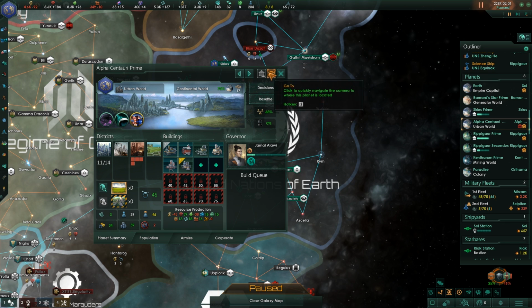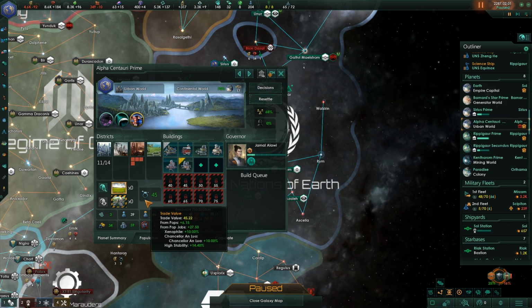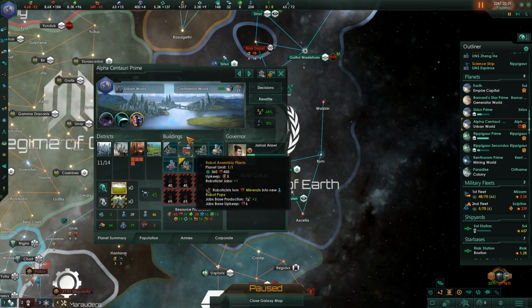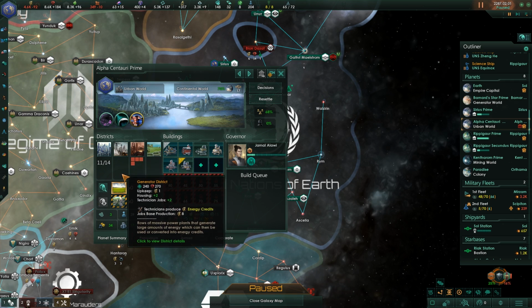Then we have our urban worlds. Urban worlds are generally depicted by having very small amounts of districts.